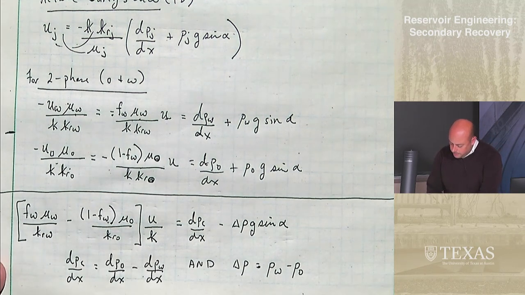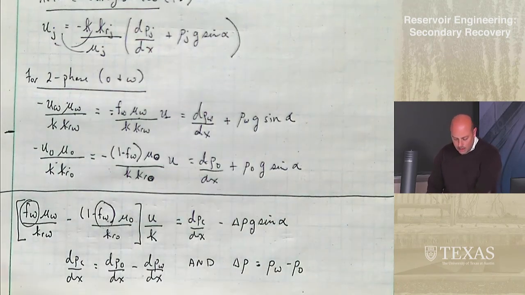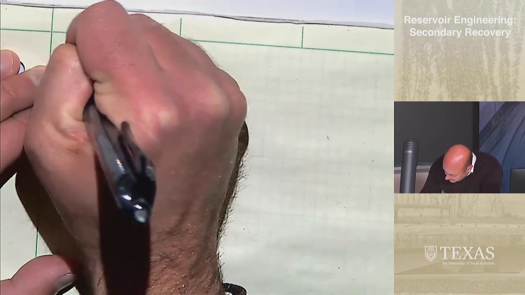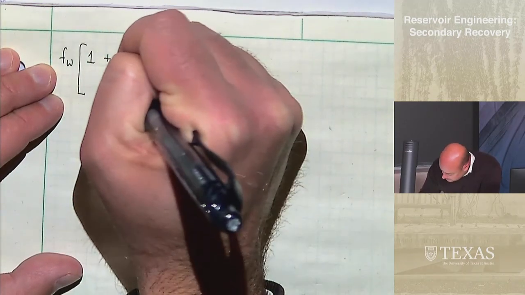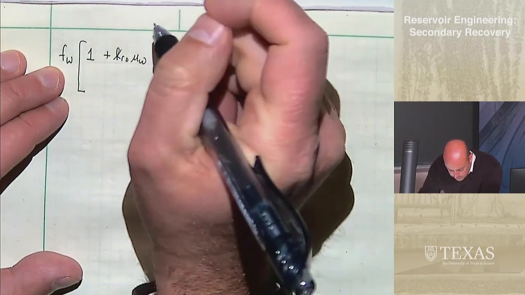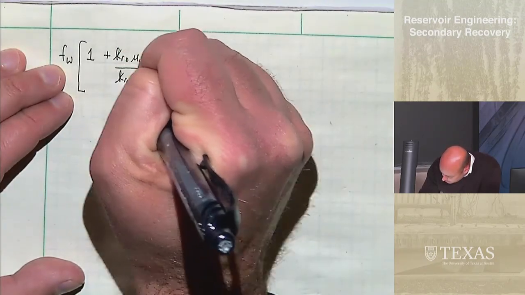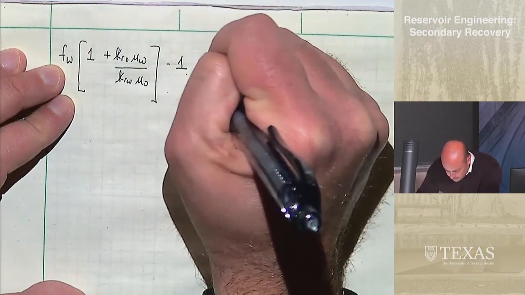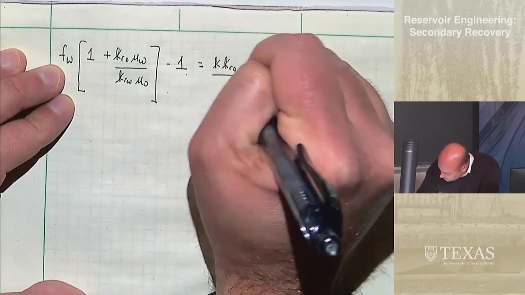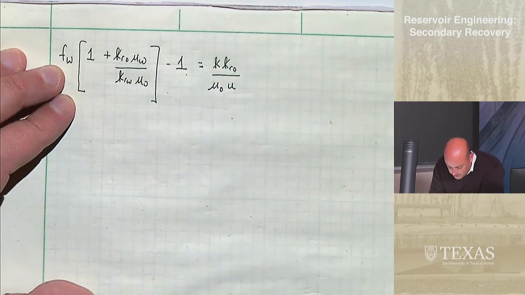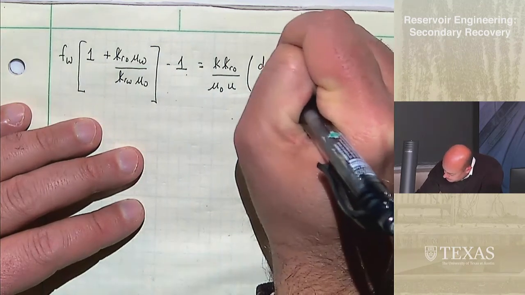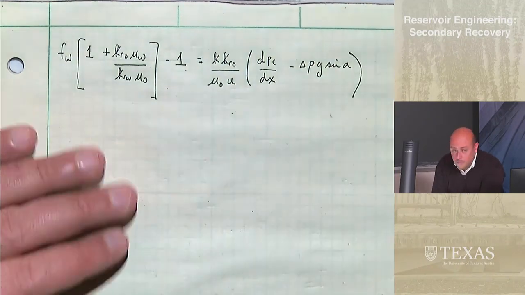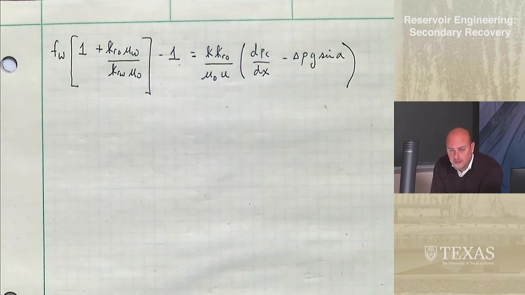We want to solve for f_w. So I got an f_w here and an f_w there. I can move some things around, and this is algebra again, and I really encourage you to try to do the algebra yourself. I say f_w times 1 plus k_ro mu_w over k_rw mu_o, minus 1, is equal to k_ro over mu_o times the total velocity u. Please work through that yourself to prove to yourself that that's correct.